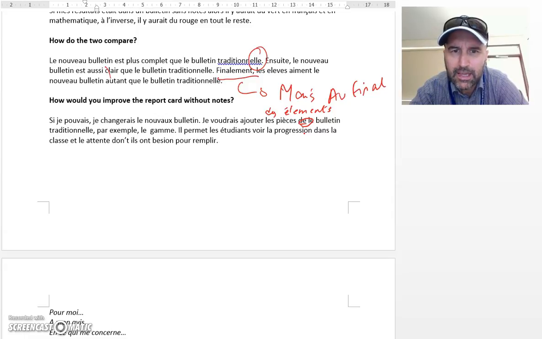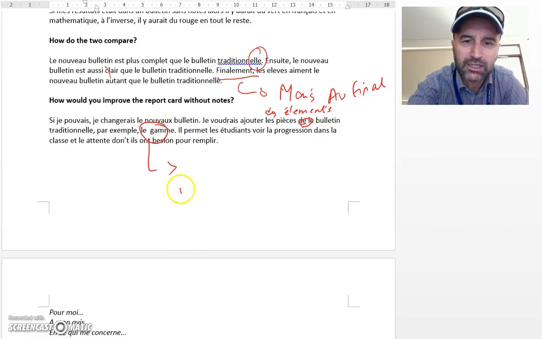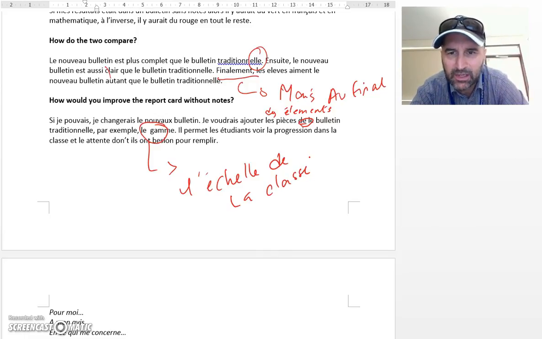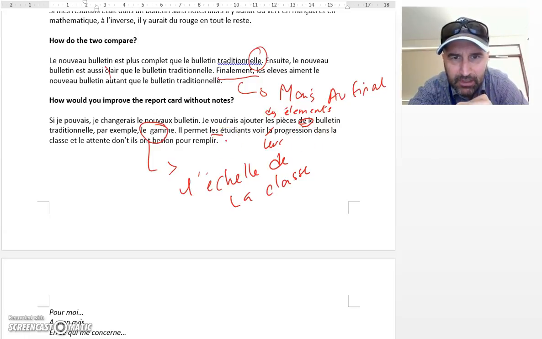Now, I'm not sure what you mean by la gamme. I know, Google Translate is not your friend here. You probably meant something like the scale. So if that's what you meant by the scale, you'd here have l'échelle, and I would just call it l'échelle de la classe, which is kind of the spread of marks in the class. Il permet aux étudiants, AUX here, so it's aller, contracting to au, aux étudiants de voir. Devoir, and then don't have la progression, but put leur progression, their progress, dans la classe, et les attentes, dont ils ont besoin de remplir.